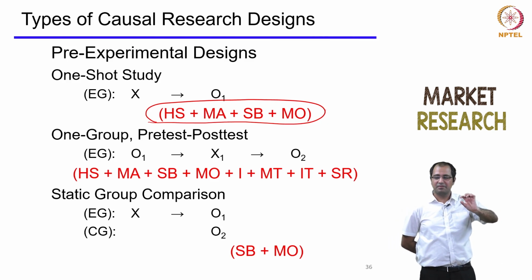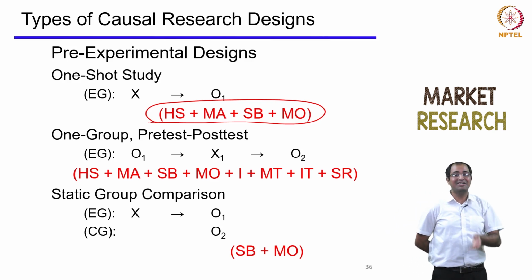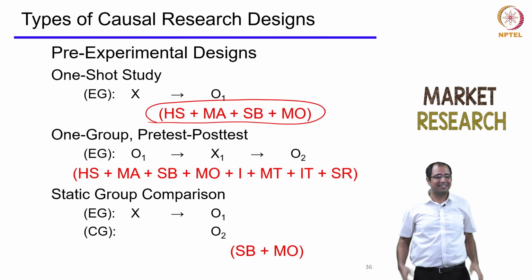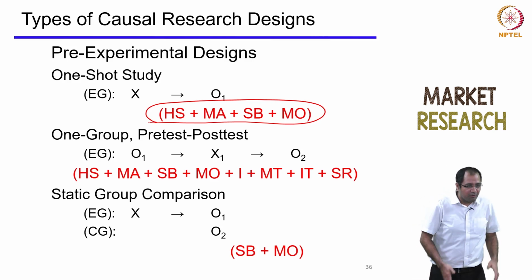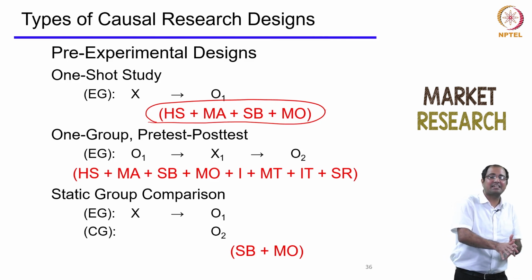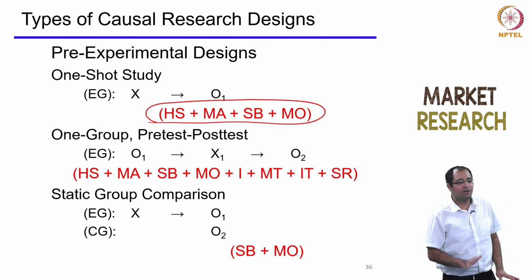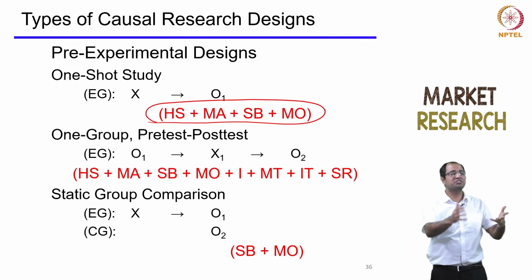Pre-experimental means we are not doing randomization, we are not doing matching of units, we are not using a control group. They are not the true way of conducting experiments. That is why they are called pre-experiment. They might act as a starter for your main course, the true experiment which will come. So this is just to get you started.